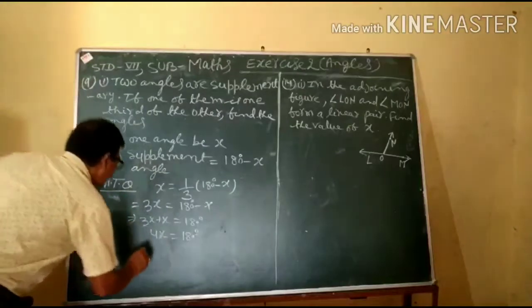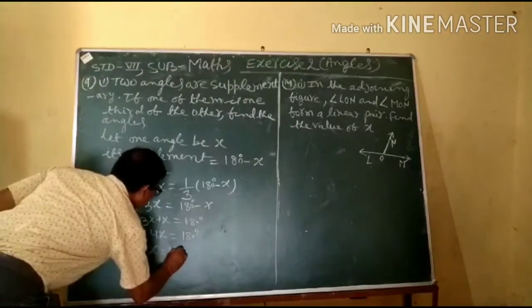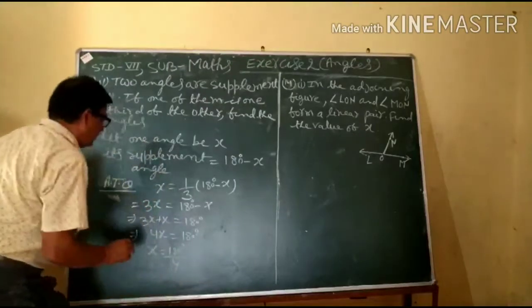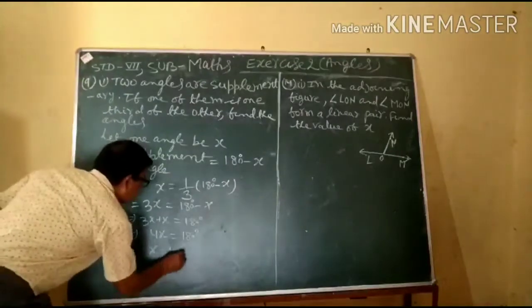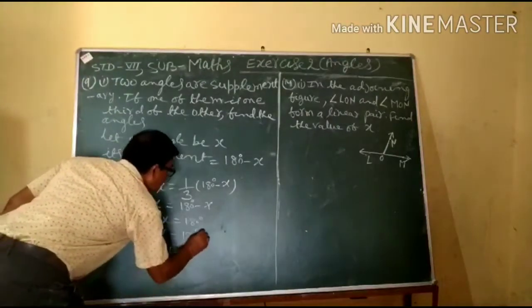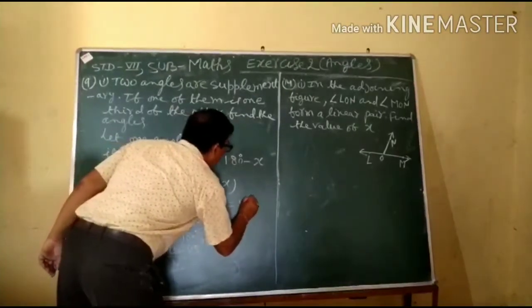180 degree. X is equal to, what will you write? 180 degree divided by 4. So when you divide 180 by 4, it becomes 45 degree. What is the value of x? X is equal to 45 degree.